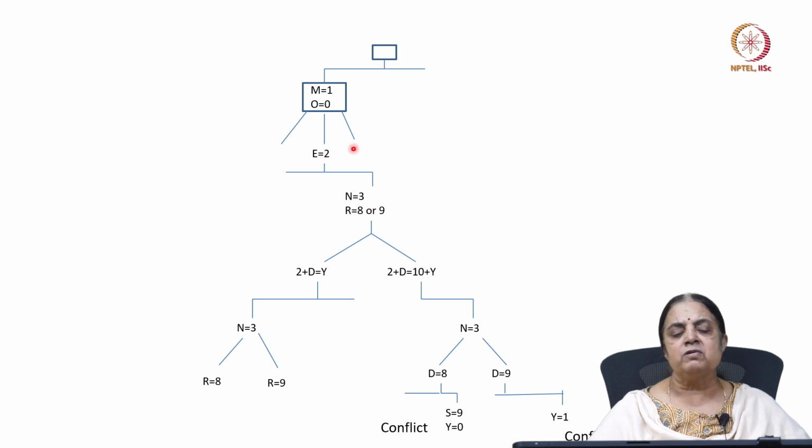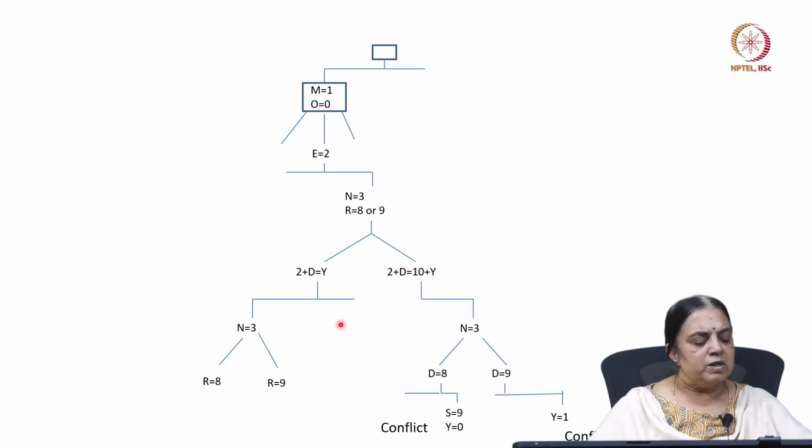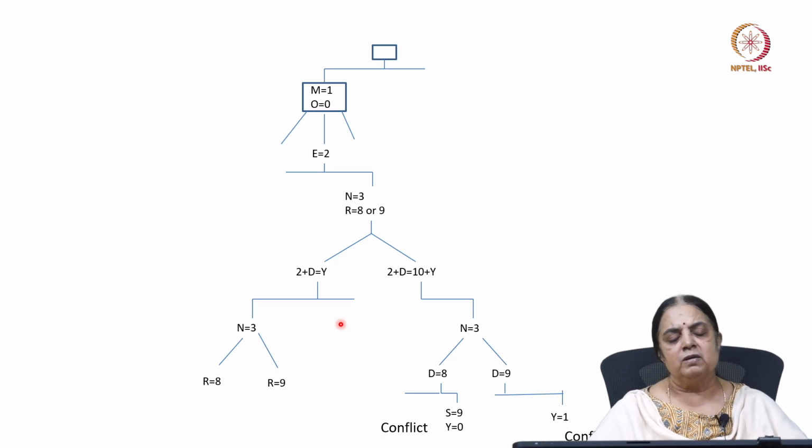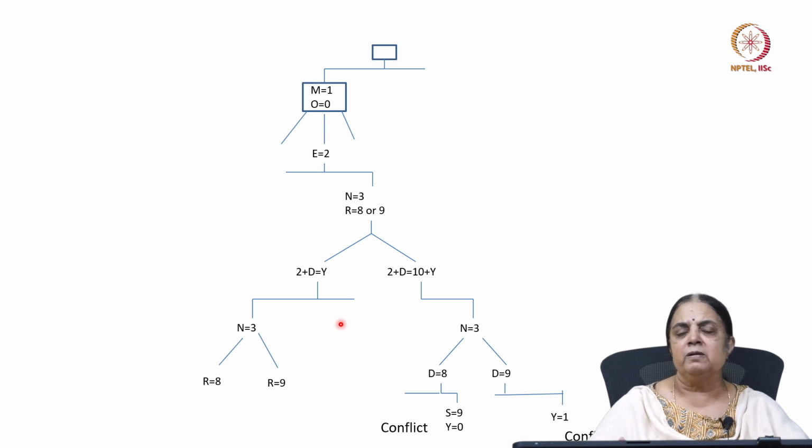So at this level you are finding E, then here you are finding N, and you say R is 8 or 9, so you have two branches here, etc. What makes it easier is the constraints that you have. Because of the constraints, your depth first search doesn't become so complex that you need to search everything from 0 to 9.